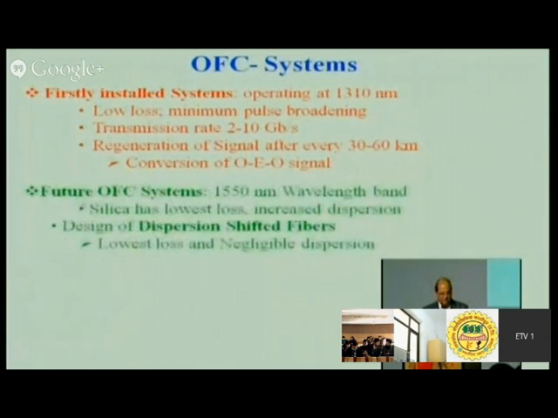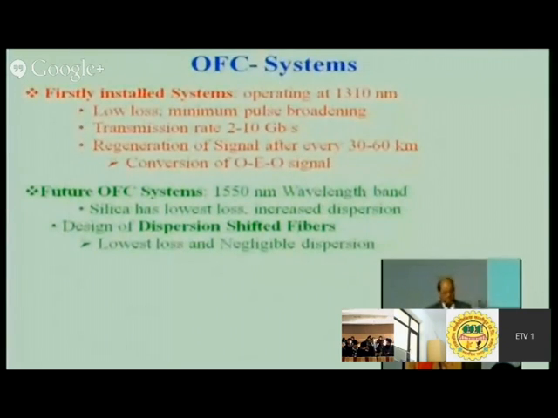Then we have the future system, they are based on the 1550 nanometer. In fact, the second generation system was 1310. Naturally, they were installed first before the 1550 nanometer system. So here at 1550 wavelength, silica has lowest loss, but increased dispersion. So loss is lowest, it is the one parameter, but dispersion increases. So it has the benefit of long distance communication, but not at high data rate. So this was a limitation.